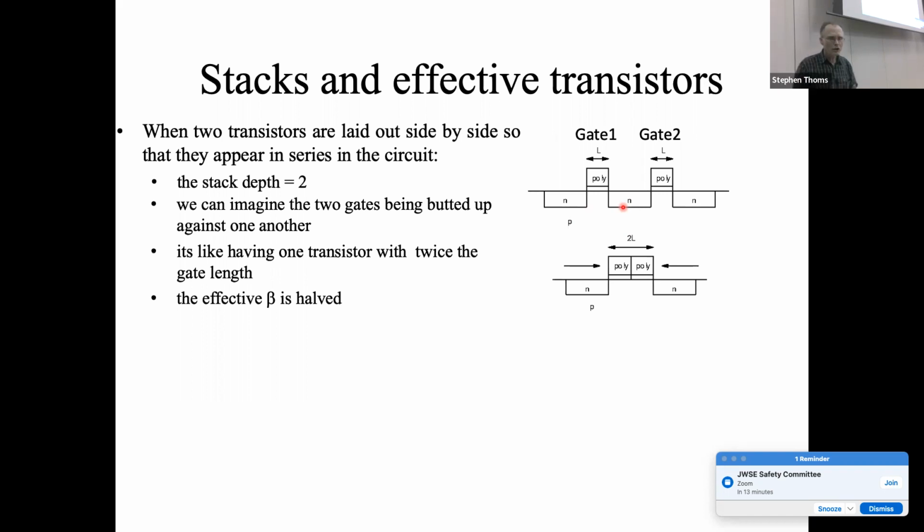Now, that's not quite 100% true, of course, because here you had a resistive path through the N, but that's usually an N plus, so it's a fairly low resistance. So it is fairly similar to this. So it's a bit like having 1 transistor with twice the gate length, and effectively, beta is halved.